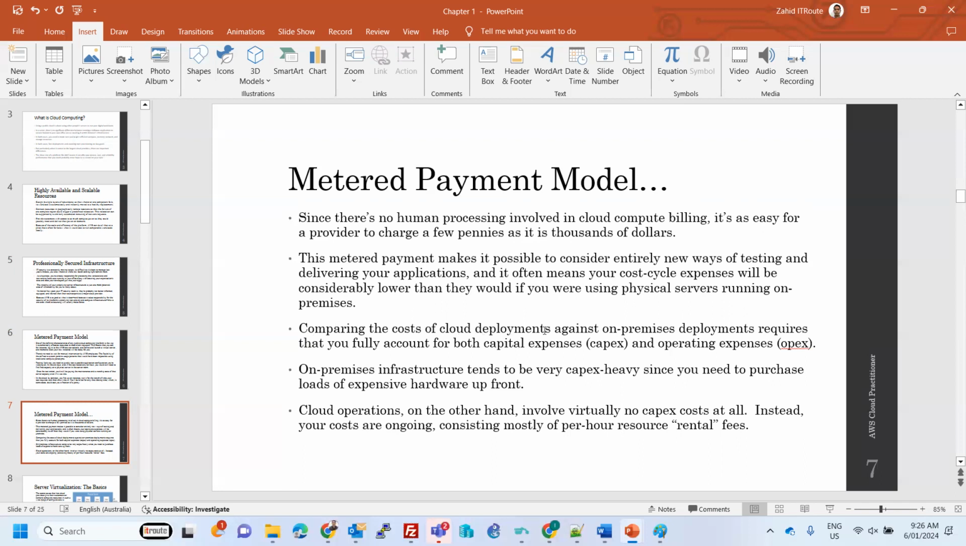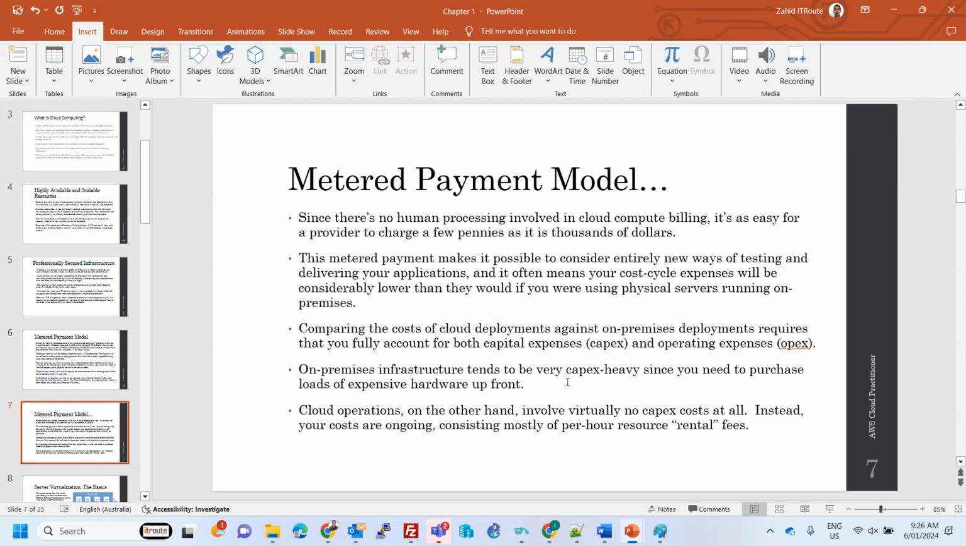Comparing the cost of cloud deployments against on-premises deployment requires that you fully account for both capital expense, which is CapEx, and operating expenses, which is OpEx. So CapEx means capital expenses, like when you need capital to purchase all the goods. But when you go to cloud computing, CapEx is not required. You need just operating expenses, basically.